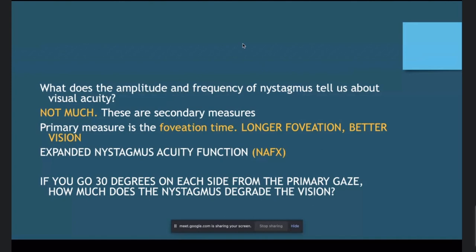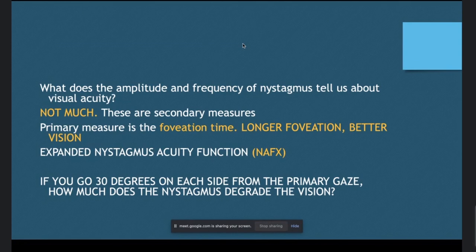For example, here's a patient, and since my video is on, you can see. Suppose a patient is reading like this, okay? And the null is with a small right face turn. Now, what the NAFEX checks is, when there is null, the visual acuity is the best because the frequency and amplitude are the least. The longest foveation time is happening at the null point, and so this is the best acuity.